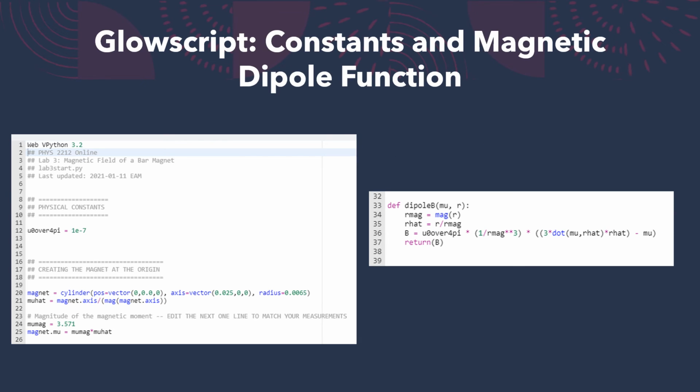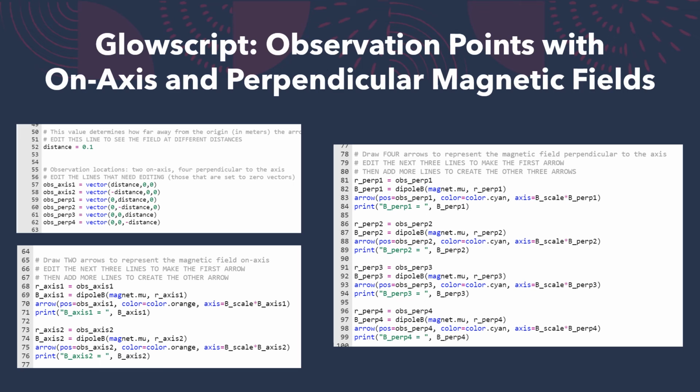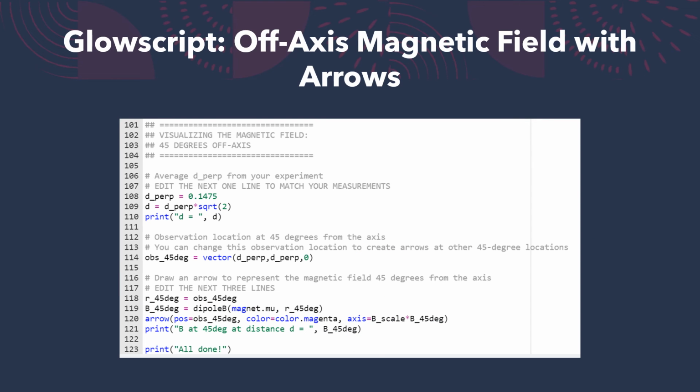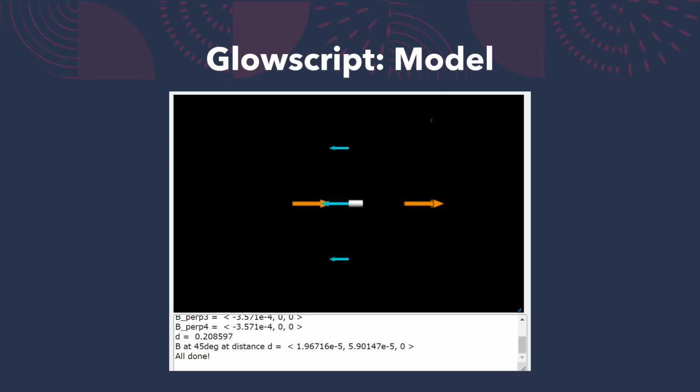Here's some of my GlowScript showing the constants, including the magnetic field constant, and the dipole function that I used, which is equivalent to the one I showed. And I made observation locations on axis and perpendicular and made different arrows correlating. And I did the same thing with the off-axis magnetic field and made this model.